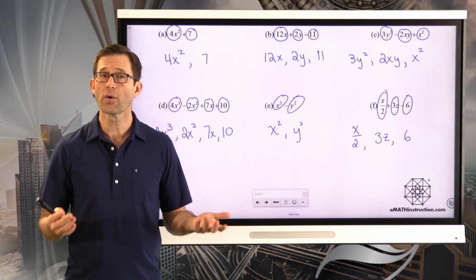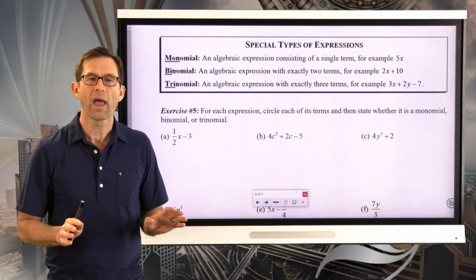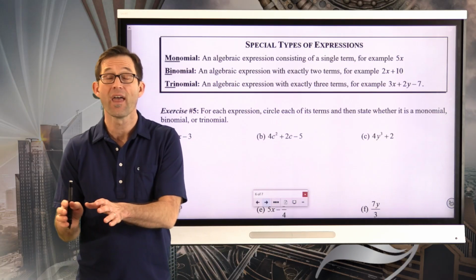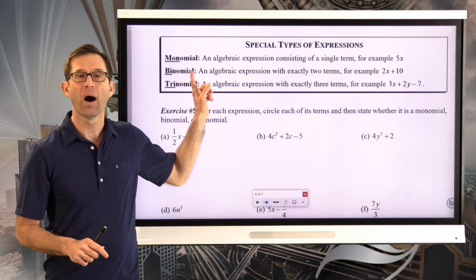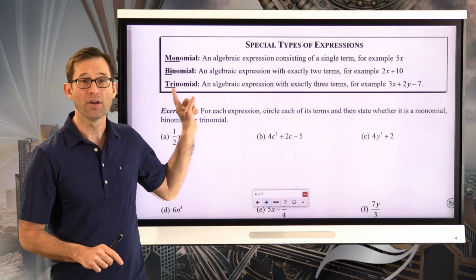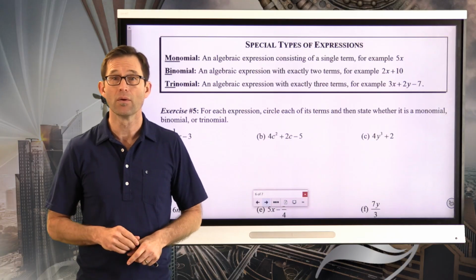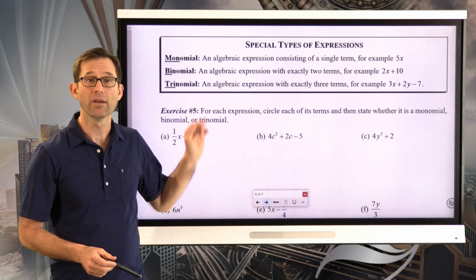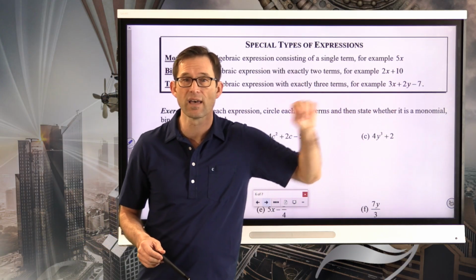So terms, very important. Now what's interesting is that terms are so important that we actually give special names to expressions that have only a certain number of terms. And these names are pretty understandable. A monomial is an expression that's just a single term. A binomial, as probably many of you know, bi means 2, right? A binomial is an expression that has two terms, like 2x plus 10. And a trinomial is an expression with three terms, like 3x plus 2y minus 7.